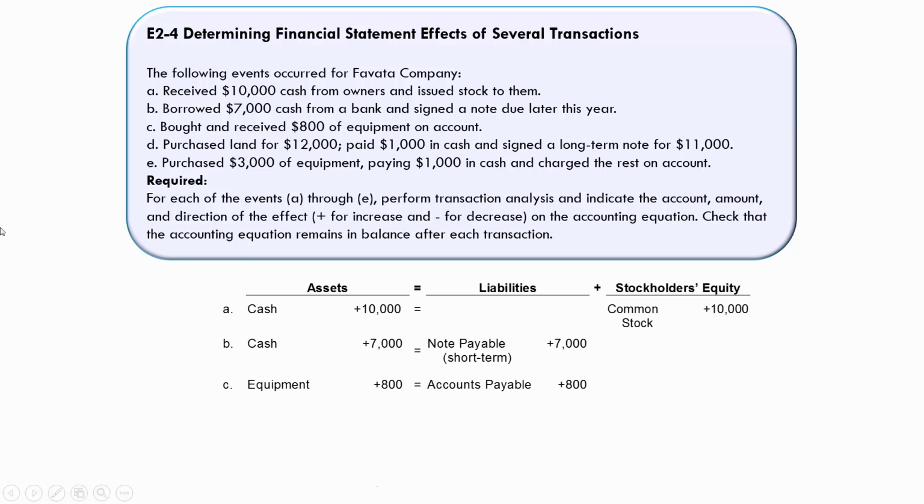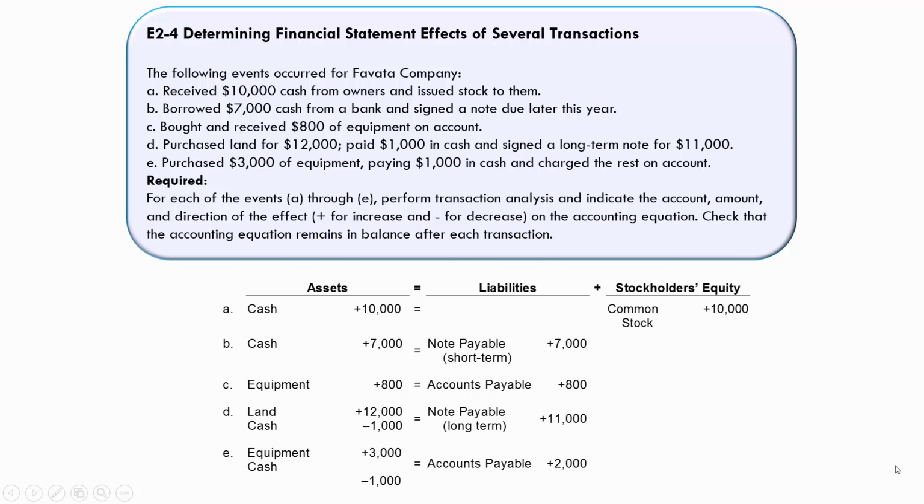Purchase land for $12,000, and we're going to pay cash for part of it and a long-term note for the rest. This is a transaction here where we know our assets are going to be netted out. So it's not going to be $12,000 in assets that's going to go up. It's going to be a net effect on this one. And the right-hand side has to reflect also that net effect. So 12,000 land, cash going down by 1,000, note payable 11,000.